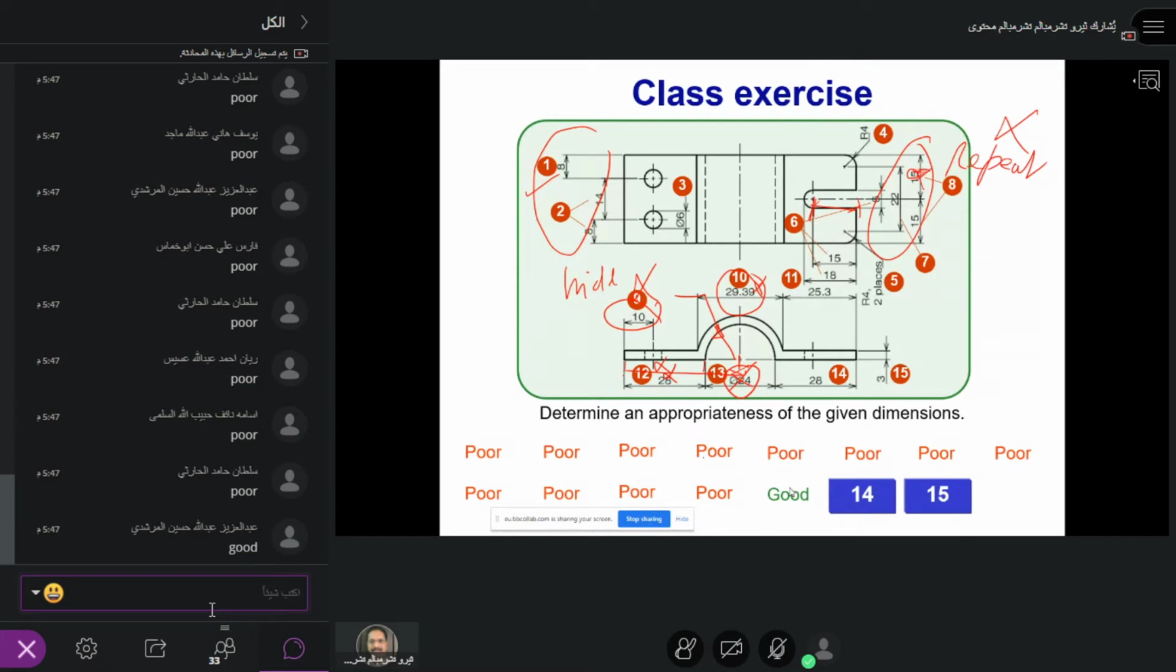Why? Guys, can you explain why? I'm not sure why he put poor. Why he gives, because this is a radius, right? Oh, maybe no. This is a cylinder, right? So this is correct. Correct or not? This is a cylinder. This is correct. You with me or not?